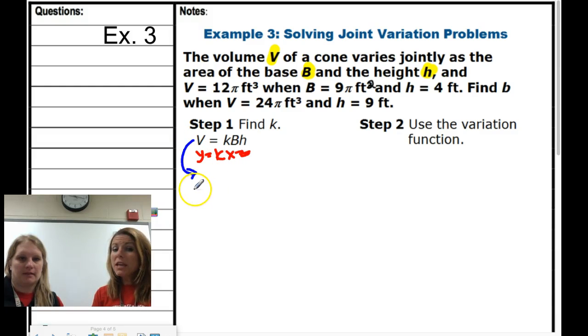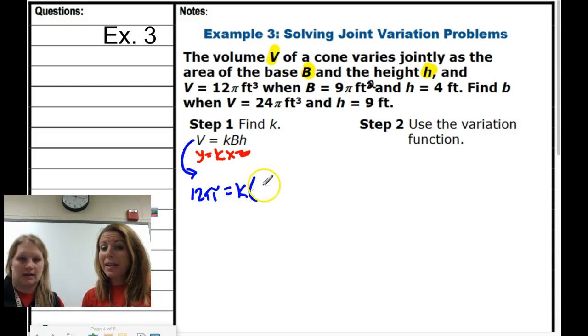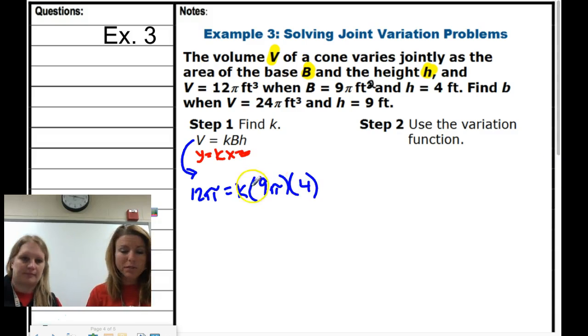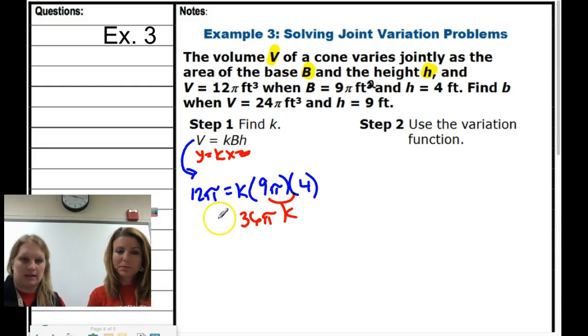We know v is 12 pi. We don't know k. We know b is 9 pi. And we know h is 4. So now we're going to solve for k. Let me multiply these 36 first. So we got 36 pi times k equals 12 pi. Don't hit your pi button, because they're going to cancel nicely.